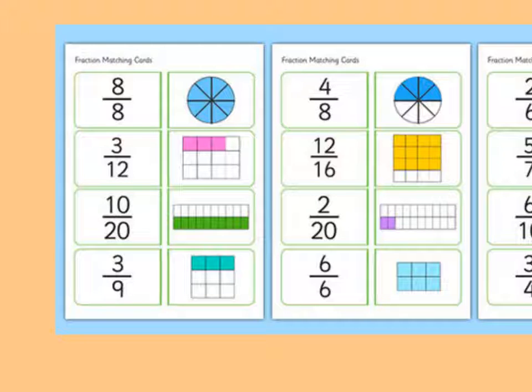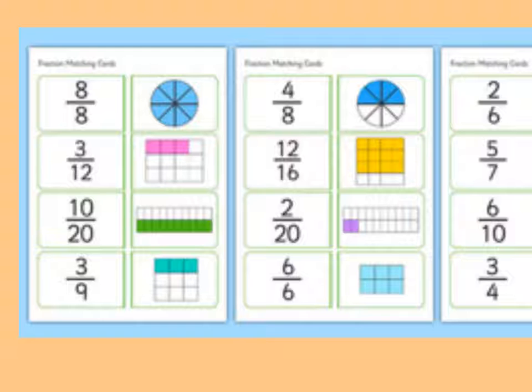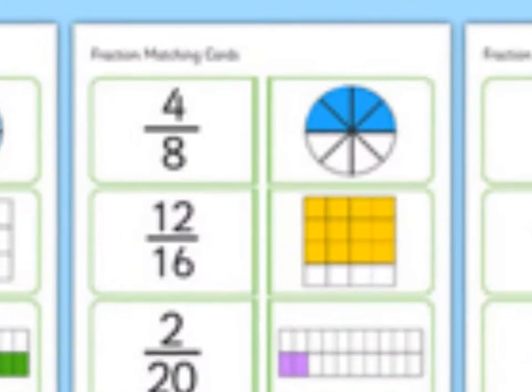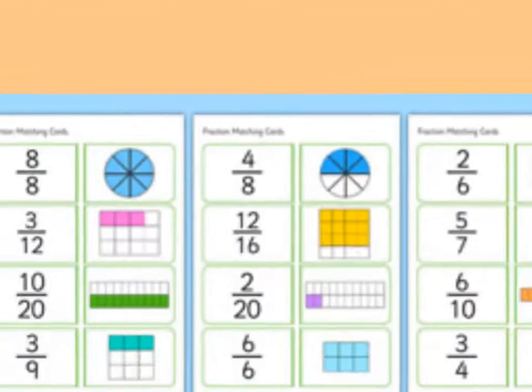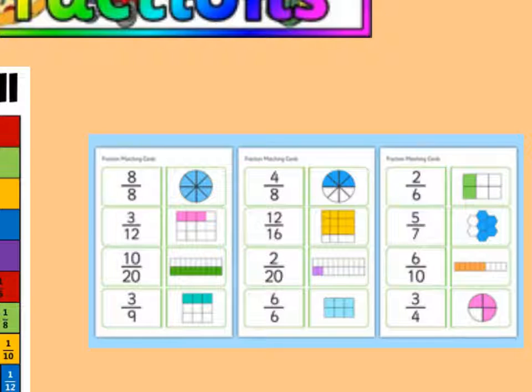Again, if you have 4 out of 8 shaded in this example here in the circle, 4 blue on the top are shaded in out of the possible 8 sectors of that circle. So you should be easily able to describe what is shaded in as a fraction.